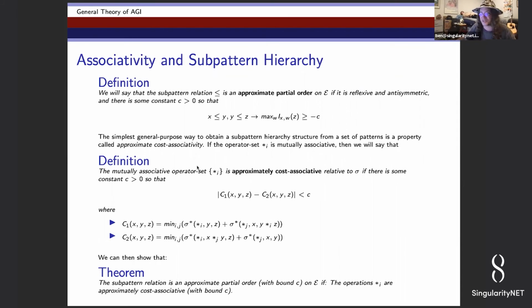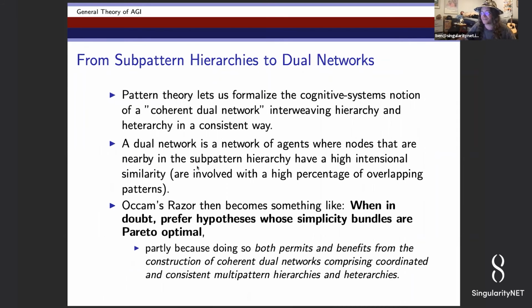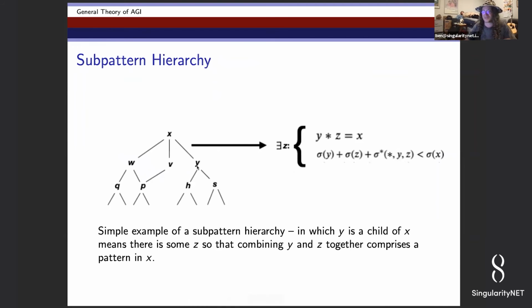So associativity, it's a really nice property, and it also helps you get what I call dual networks, where a dual network is a hierarchy that's also a heterarchy, right? So in a dual network, things that are grouped together in a hierarchy, like say Q and P or H and S here, will also tend to have a lot of properties in common. So if you have a hierarchy where the things that have the same parents in the hierarchy also have a lot of properties in common, they're also similar, you have what I call a dual network.